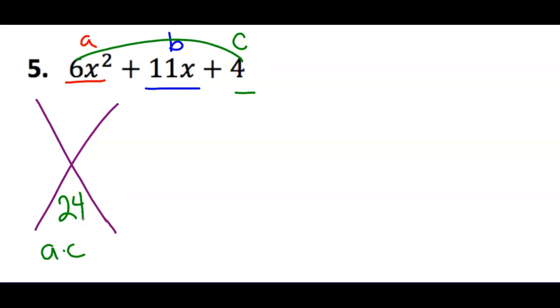Okay, I'm going to write my B up here. So my B is 11, and I need to find the numbers that multiply to 24 and add to 11. So if I take the number 24 and I look at its factors, 1 times 24, that doesn't add to 11. 2 times 12, that doesn't work.